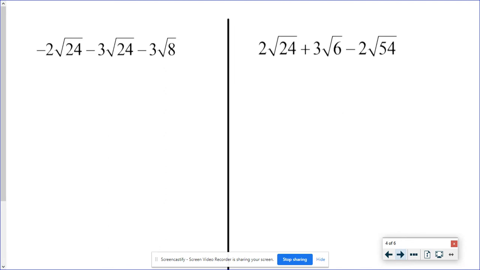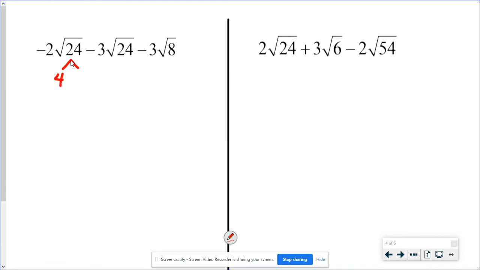We will have some problems where it's more than just 2 terms that I'm trying to simplify and combine. So it would be very tempting to just grab those rad 24s and say I have -2 of them and -3 of them, that's -5 rad 24. Rad 24 isn't actually simplified. And we want to see if it'll match with the rad 8 once that one's also simplified. So let's break down that 24.